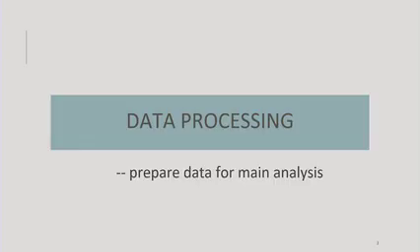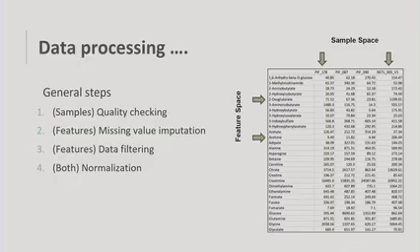So the first main step here is data processing. Here we're just trying to prepare our data for the main analysis. Some general steps. First, we look at the sample level, and we're just trying to do quality check, make sure everything went well in our data collection and our raw data pre-processing. We have to deal with missing values. We have to filter our data, so those steps are both done at the feature level. And then we'll do normalization, which considers both at the same time.